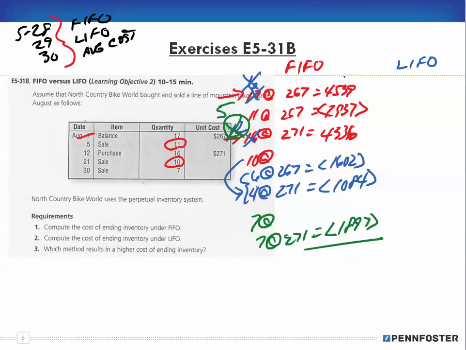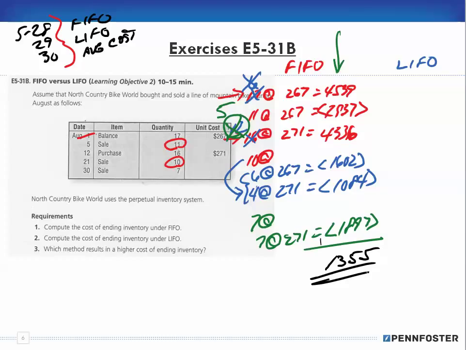1897. So now all I'm going to do is add up everything in this column here, okay? So I've got 1439 minus 2937 plus 4,336 minus 1602 minus 1084 minus 1897, and that gives me an ending inventory value of 1355. Okay, so that's my value of my ending inventory.